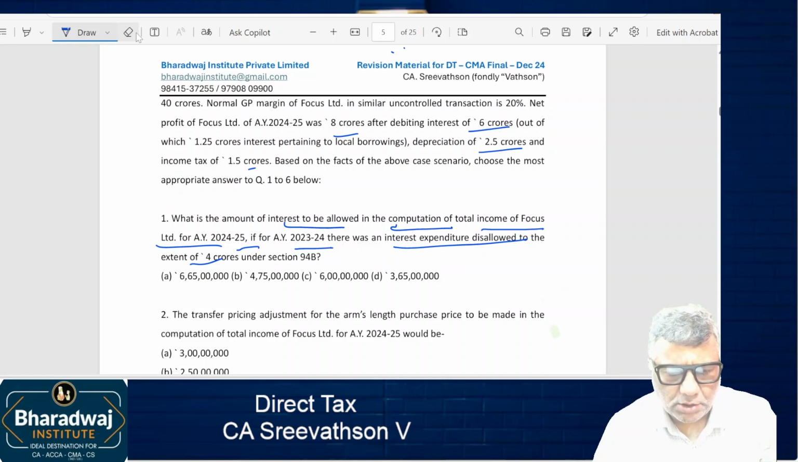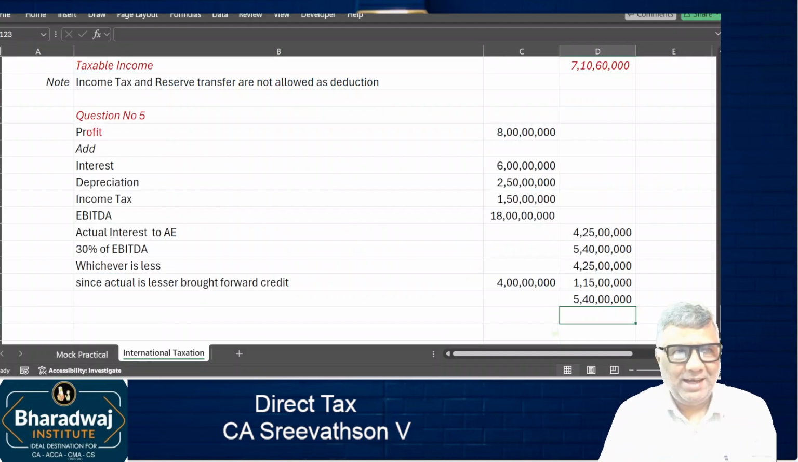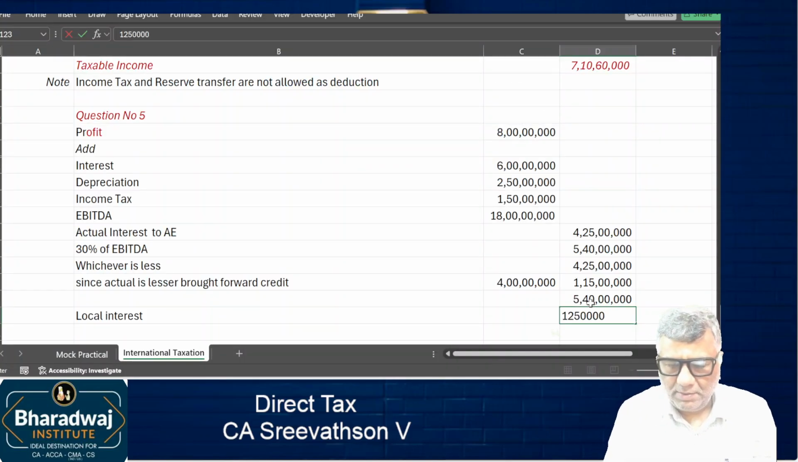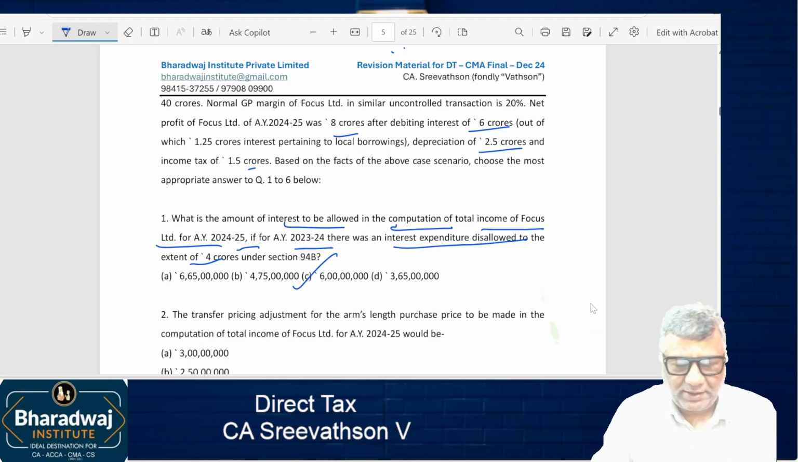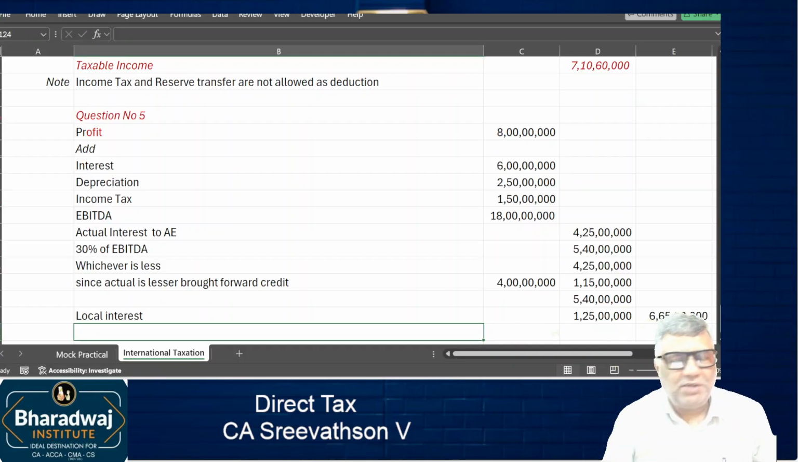There was an interest disallowed to the extent of... Okay, sorry, friends. What is the interest? 6 crores to be allowed. Add again that whatever is the disallowed, sorry, 4.25, okay, plus local interest, sorry, local interest, 1 crore 25 lakhs. 6.65 you can claim, okay. I forgot the local interest. 6.65 you can claim. 30% of EBITDA. So brought forward 1.15 you can claim. So totally 6 crore 65 you can claim.